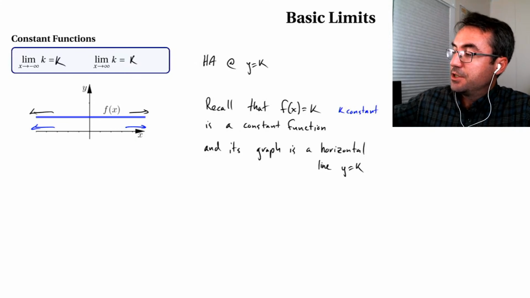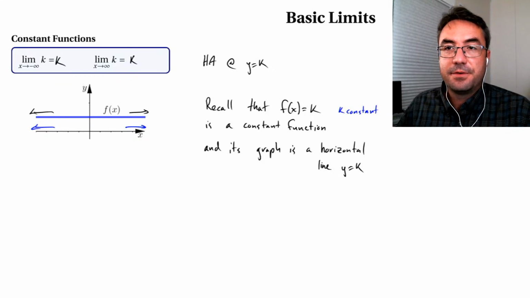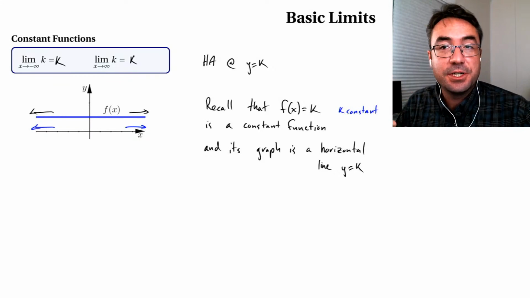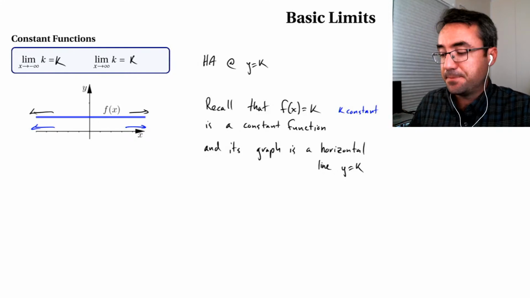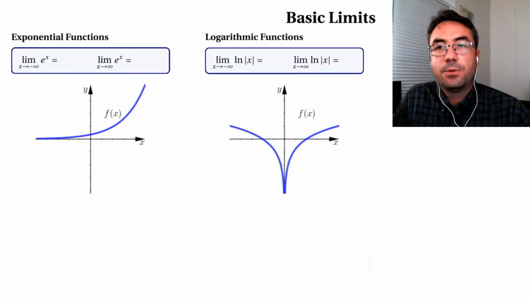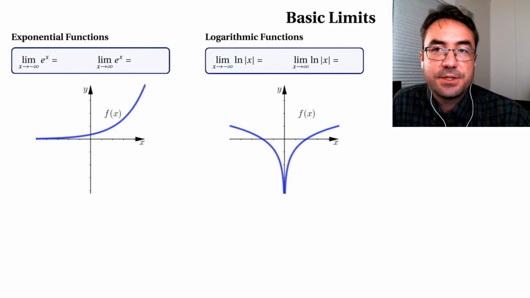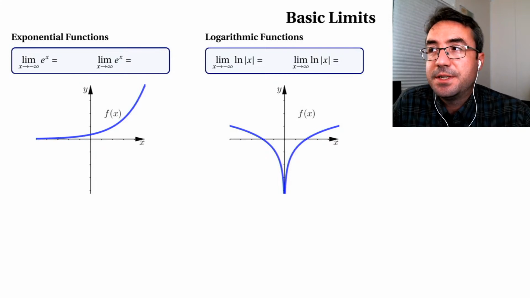All right, so that's just another little example of one of our basic functions and what's happening on the extremes, the right and the left. Just a few more of these. So what about our exponential functions? And primarily we're going to be looking at e to the x. So what does e to the x do?